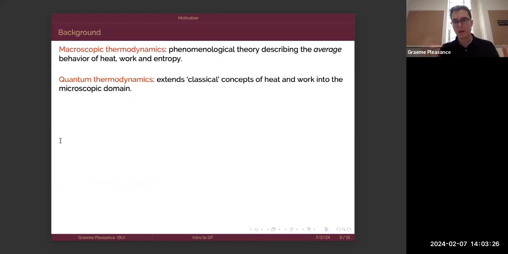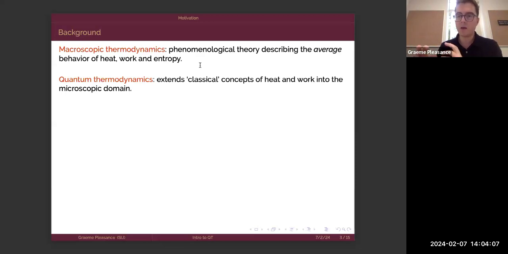Okay, so to start, I'll motivate why we're interested in studying quantum thermodynamics. As I'm sure some of you are already aware, macroscopic thermodynamics is the type of thermodynamics that you learn in undergraduate physics and was developed mainly in the 19th century. This is a classical phenomenological theory, which is interested in describing the average behavior of heat, work, and entropy. What I mean by average is that macroscopic thermodynamics isn't interested in describing the behavior of individual particles or their properties.